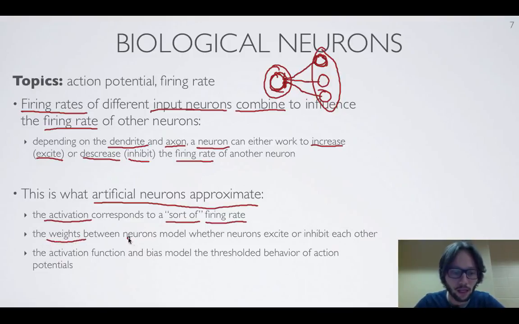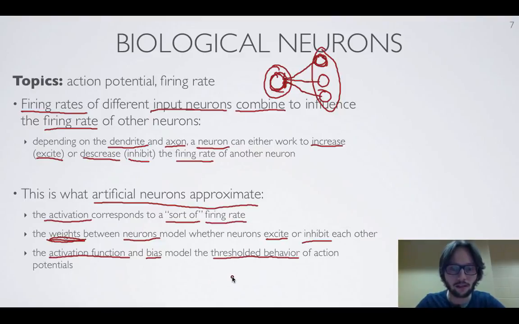Now the weights between the neurons model whether some given neuron will excite or inhibit other neurons. If we have a positive connection between two neurons, it means that the input neuron will excite the output neuron, the neuron it's connected to. And if instead it inhibits, then we'll have a negative connection. So these weights translate this idea that firing rates can either increase or decrease the firing rates of other neurons. And then the activation function and also the bias within the neuron are a model for this thresholded behavior of action potentials.